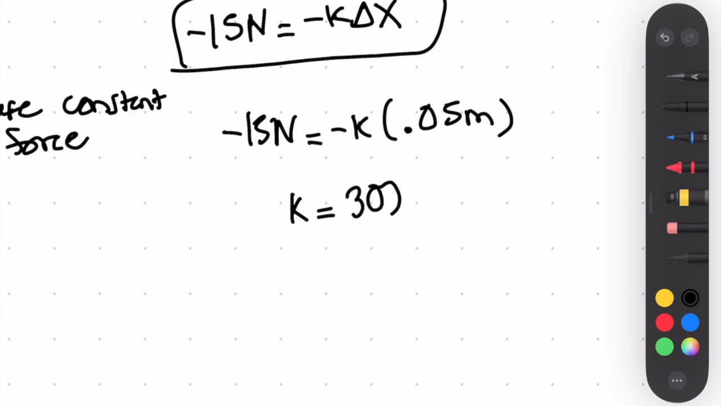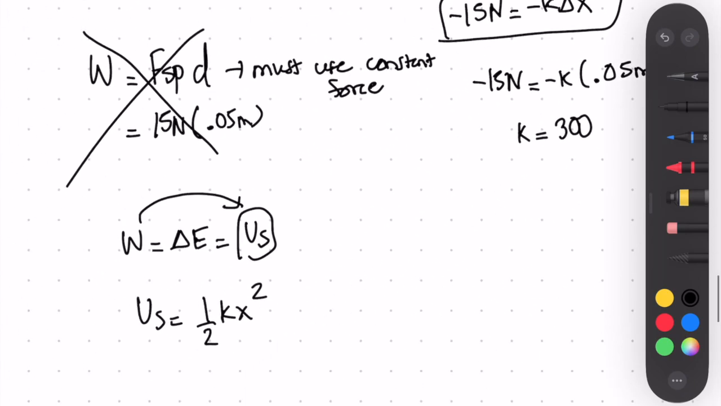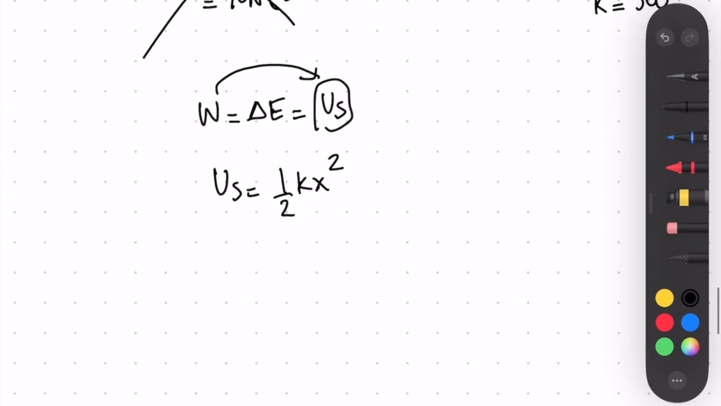So k, I believe, is 300 here. And then if you plug in 1/2 times this 300, and then times your distance compressed squared, you should get 0.375, which is the correct answer here.